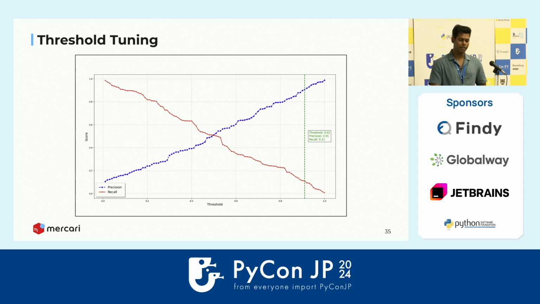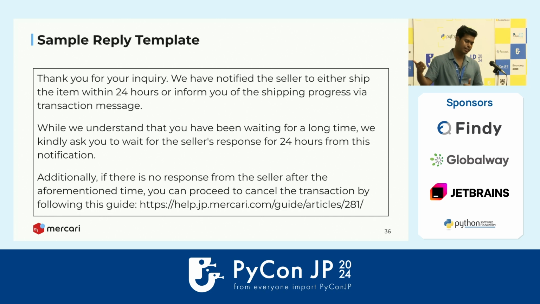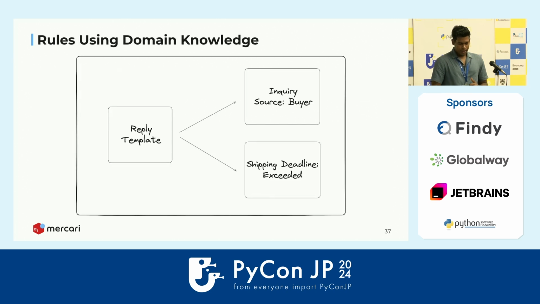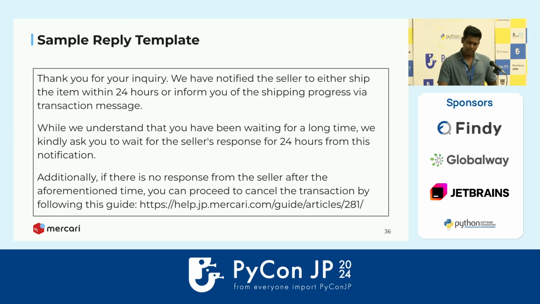All right, so now that you have your model and you have figured out what threshold you should use, let's take a look at one of the actual template responses that we use at Mercari. I have translated it and made some modifications, but the gist of it is, it says, we have notified the seller to ship the item within 24 hours, and if the seller does not ship or does not respond, then you can proceed to cancellation. So think about this template. It does not make sense to send this template if someone is actually a seller, or if the shipping deadline has not passed.